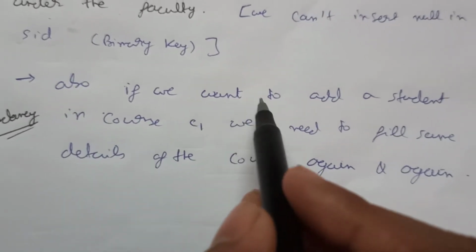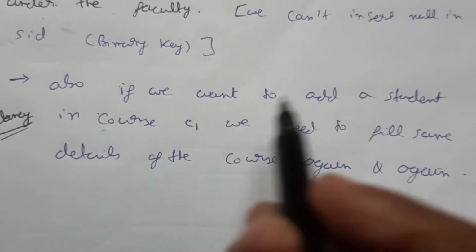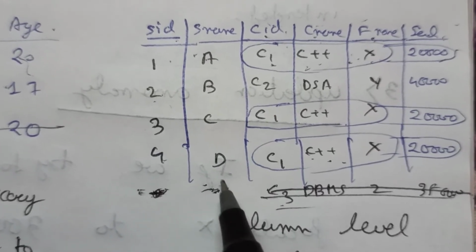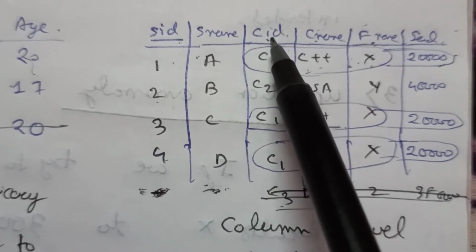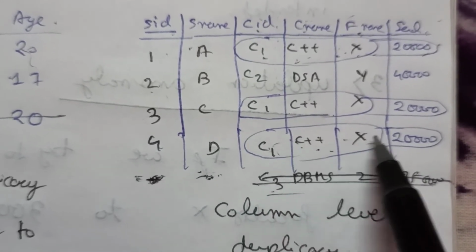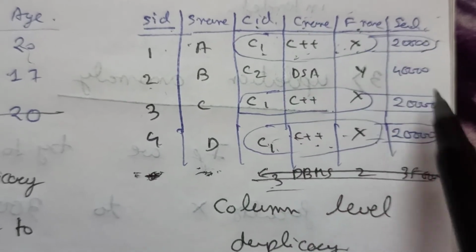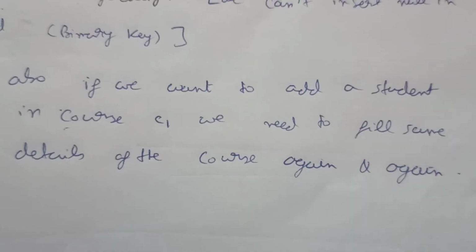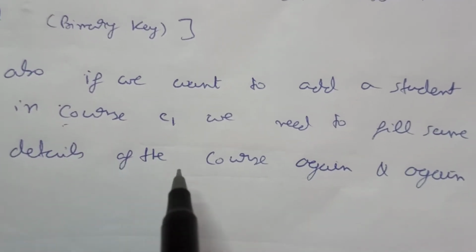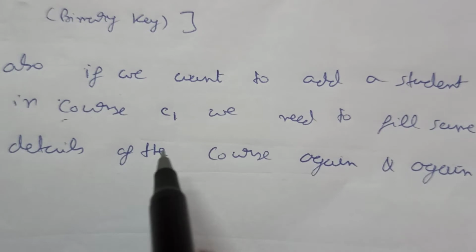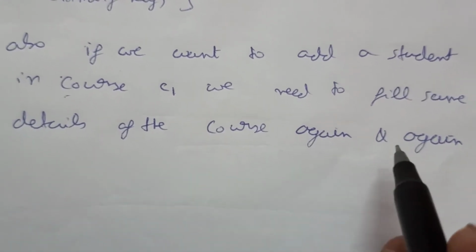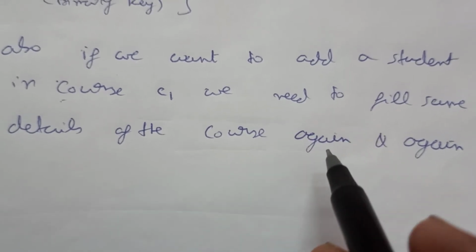Also, if we want to add another student in course C1, suppose a student 5 with the name E, he will also take course C1. So for the course C1, all the details of the CID, CNAME, faculty name and salary will be inserted again and again every time we insert a student with the same course. So this will cause data redundancy or data duplicacy inside our table.